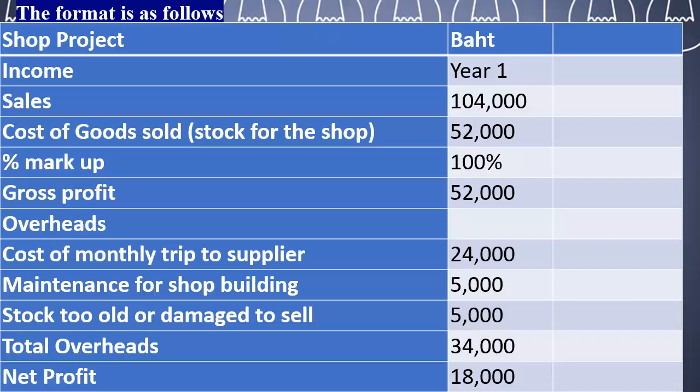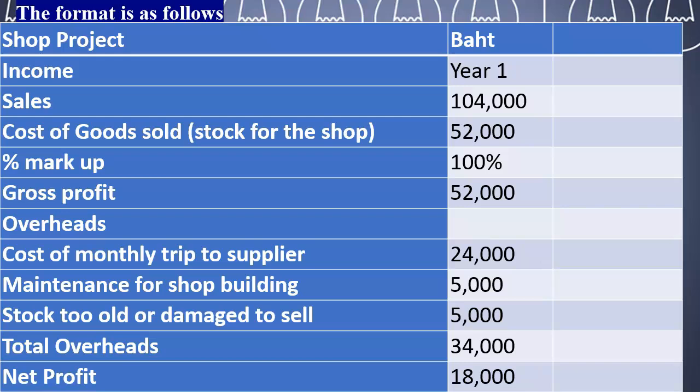So here we have an example of the format. So it's for a shop project, and in the left-hand column we have firstly income and for year one. So income is sales. So we're saying sales were 104,000 baht.